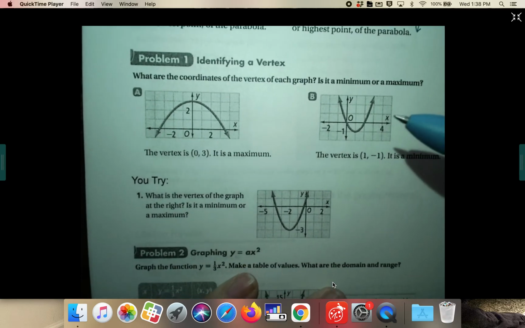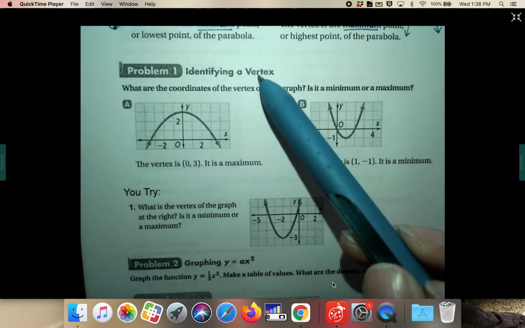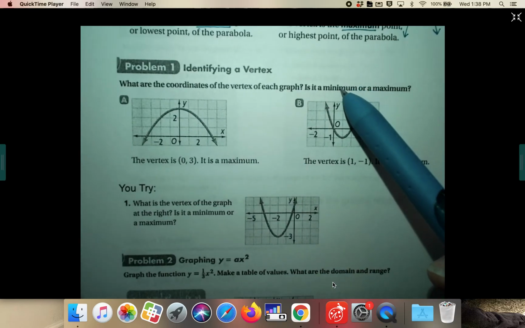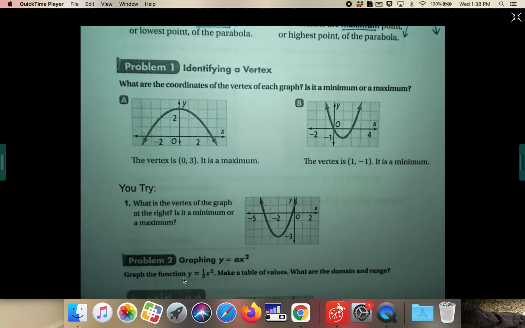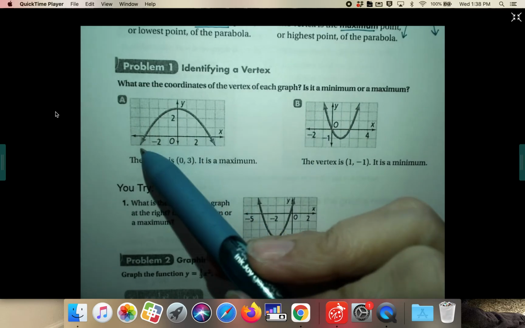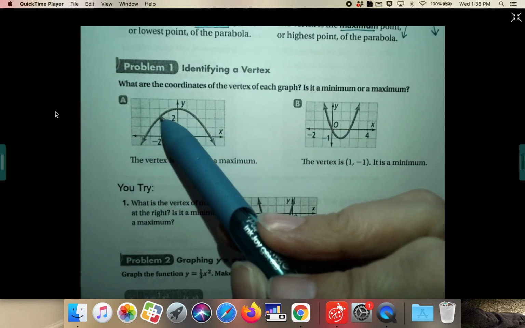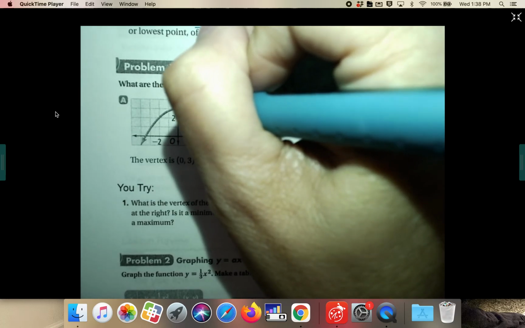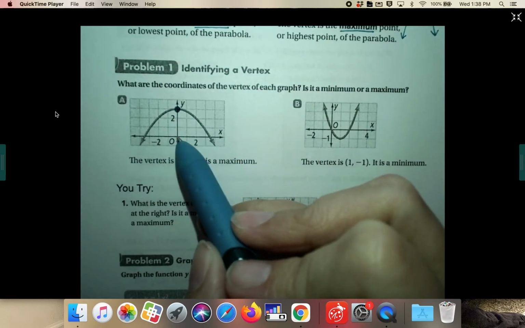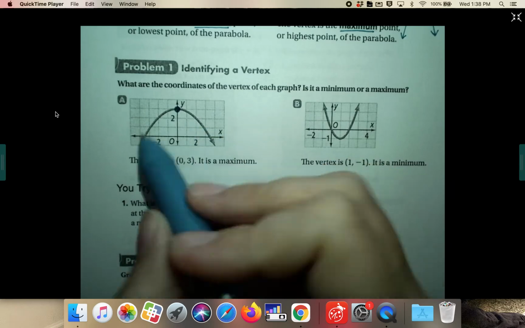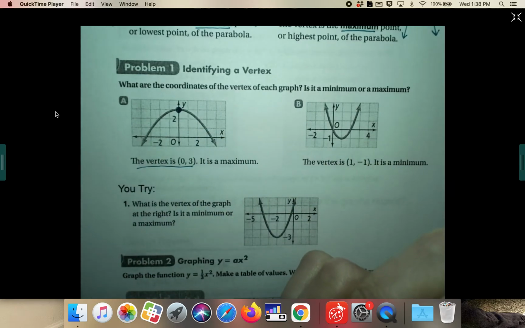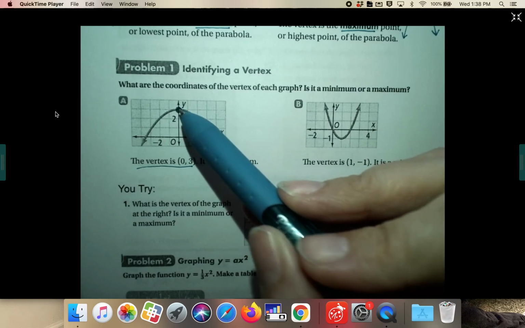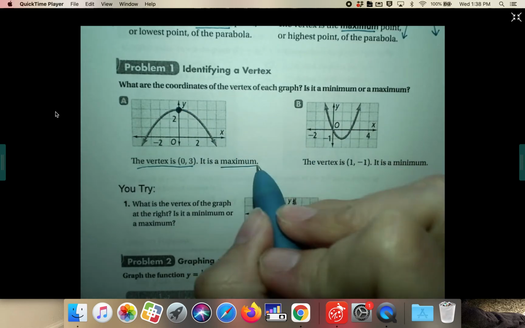Okay, so for problem 1, we are going to identify the vertex. What is the coordinate of each vertex, and is it a minimum or is it a maximum? The vertex in this one starts to turn and go back down right here. So we need to write down that the vertex is 0, 3. Oh, actually, they already did that. The vertex is 0, 3. And because it reaches its highest point, that is called its maximum.